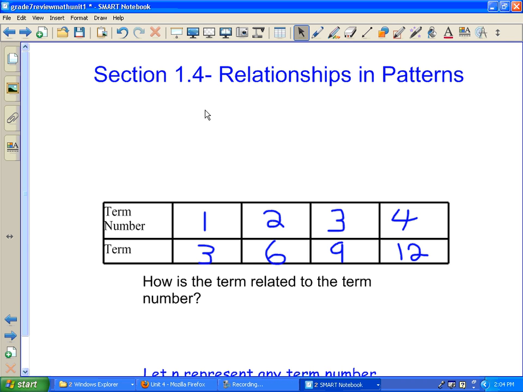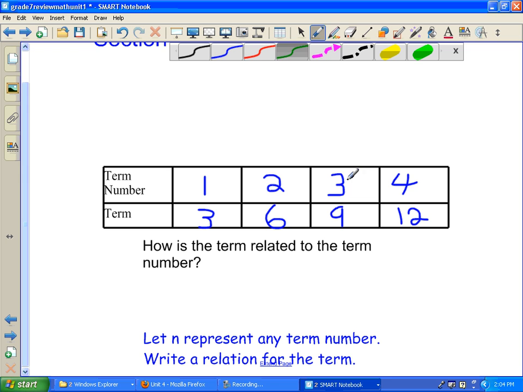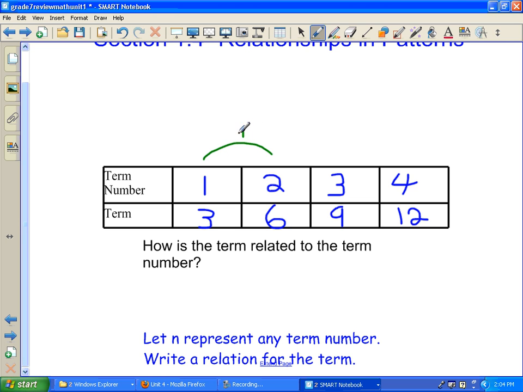Section 1.4, Relationships and Patterns. If we look at the terms, we've got 1, 2, 3, and 4, the term number. And if we look at the term, it's going 3, 6, 9, and 12. So the term number goes up by ones. And if you look at this one, it's going 3, 6, 9, 12. It is going up by 3 every time.